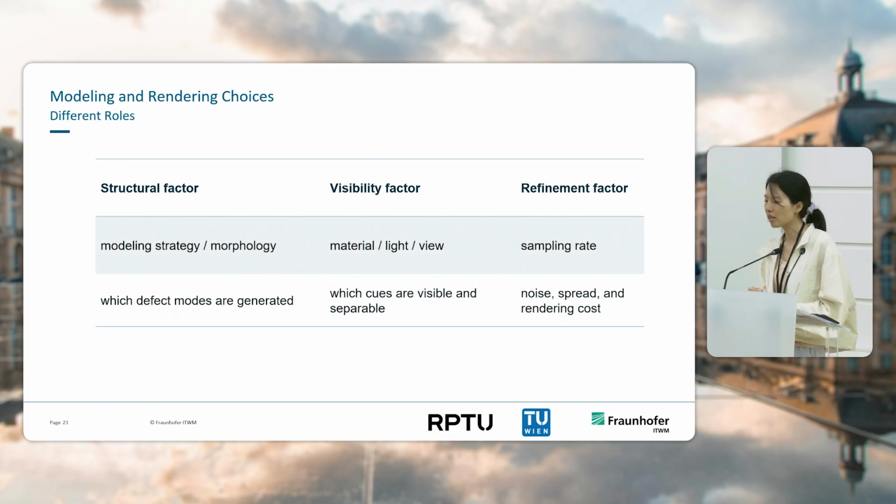These observations give us a practical order for dataset design. We can first use a cheap and flexible modeling approach to cover relevant defect modes. Then we choose material, light, and view settings that make the defect visible and separable. Finally, we choose a reasonable sampling rate to reduce the rendering cost.